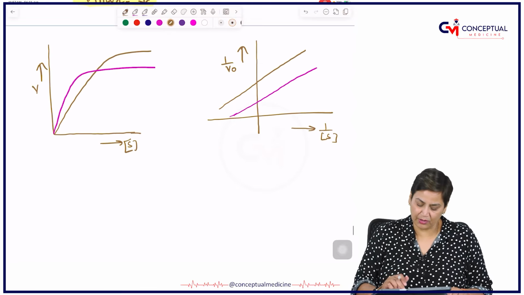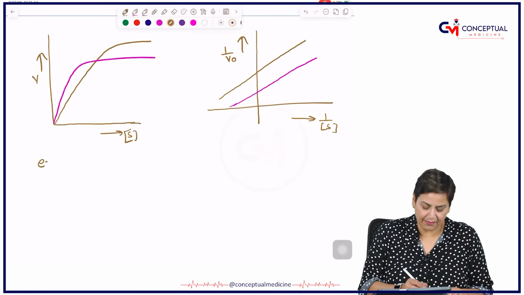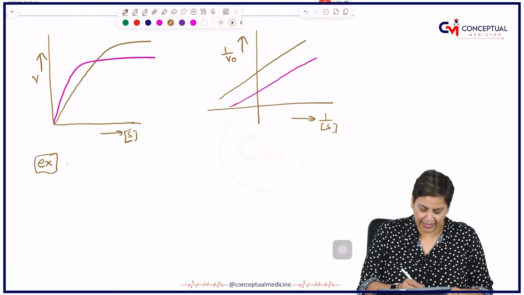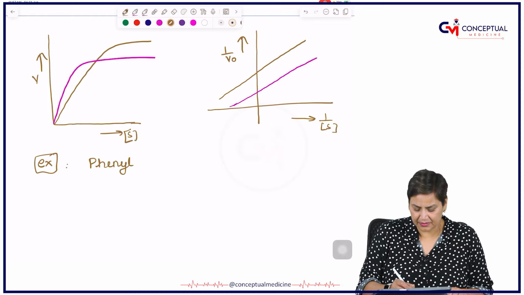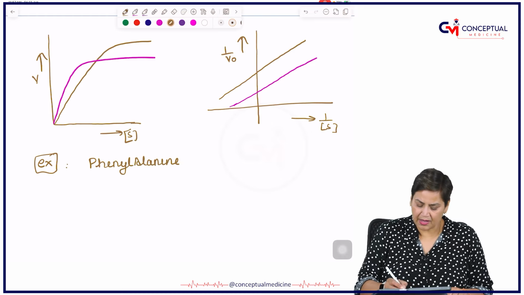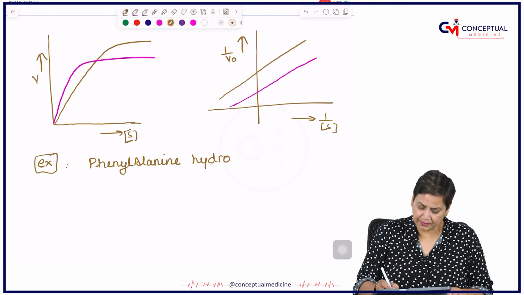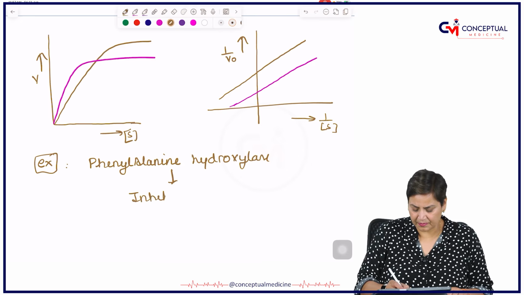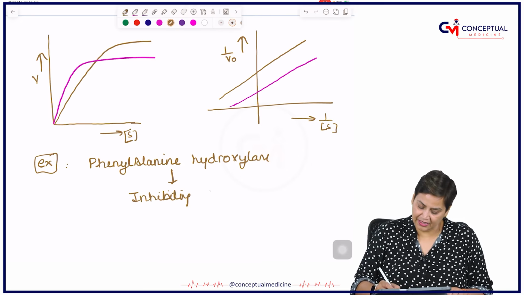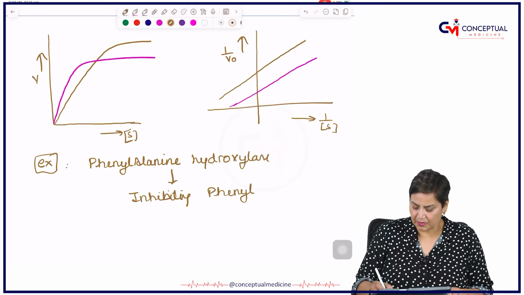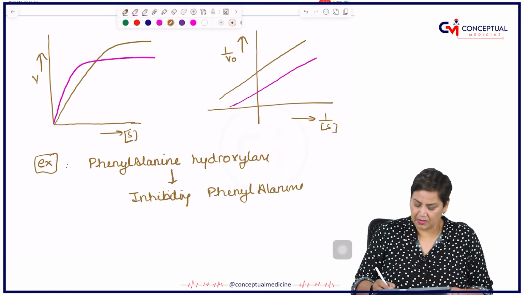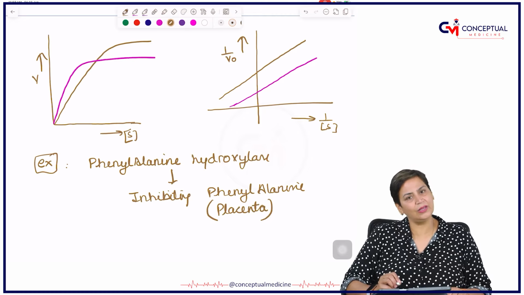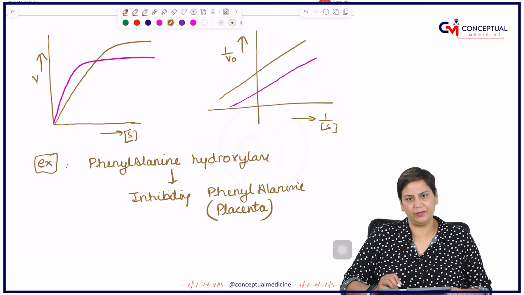And the most important point here to remember is, what is the example? The example here is placental, or you can say phenylalanine hydroxylase inhibiting phenylalanine in the placenta. So this is the only example of uncompetitive inhibition.